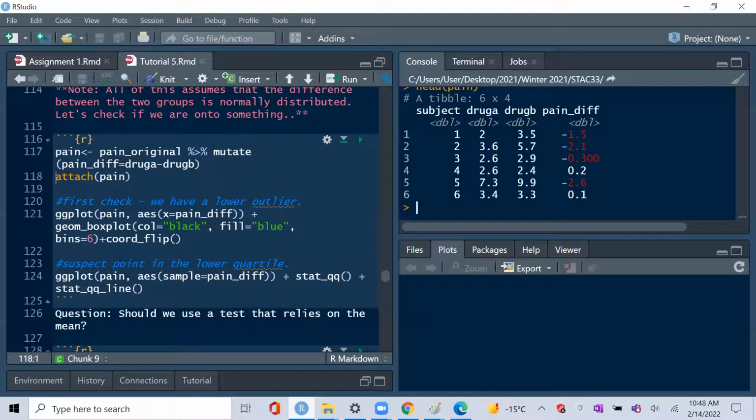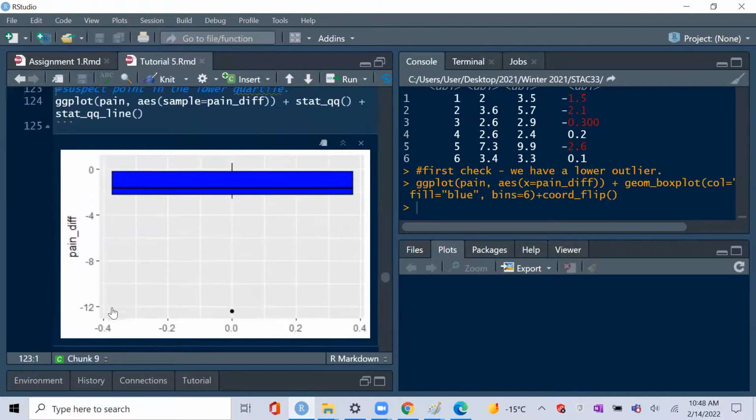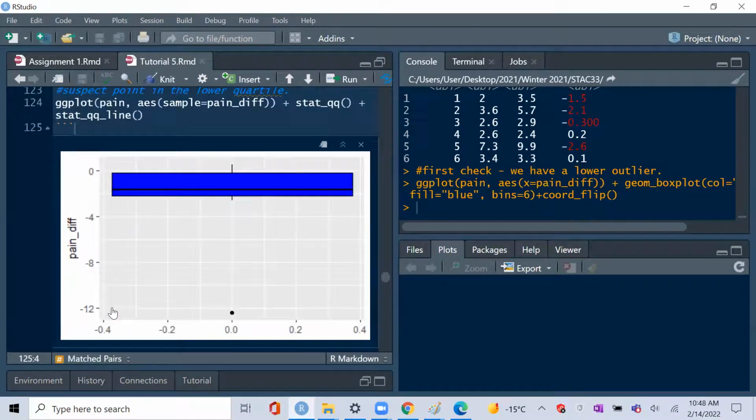I'm going to look to see if it's even appropriate to use a t-test here, because if it's not, then I should probably not use this. So I'm going to do a box plot here. You can see that it looks something like this. There's a bit of an issue here. There are several issues. The first issue is that you have a very obvious lower outlier, where somebody had a drug therapy where it was clear that drug B was a lot more potent than drug A, because it's largely negative.